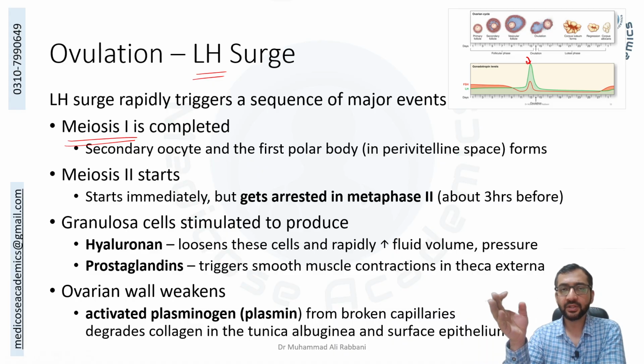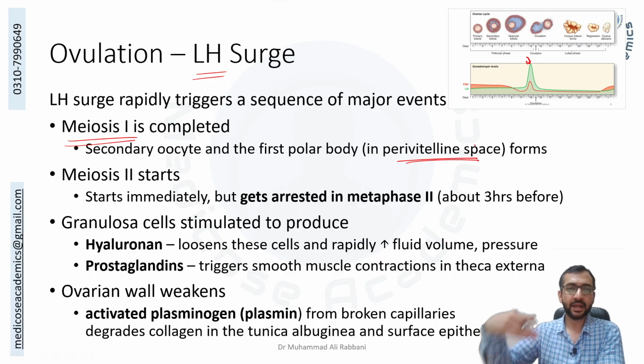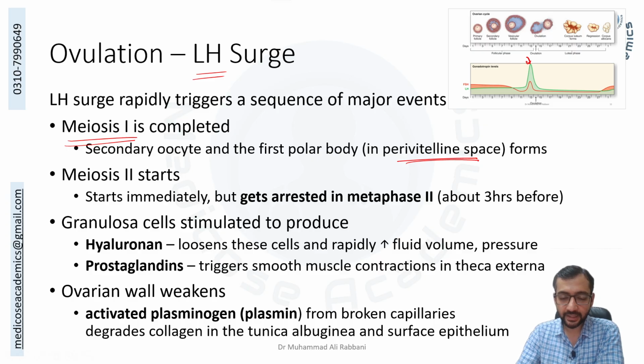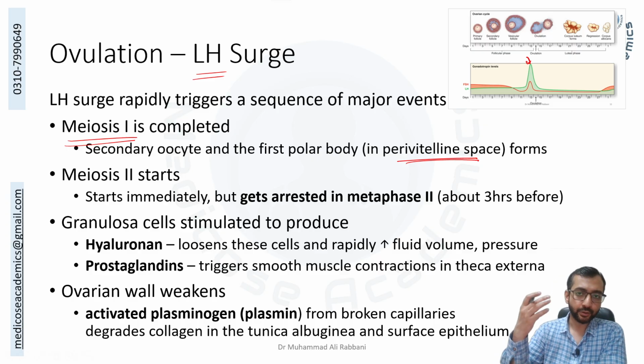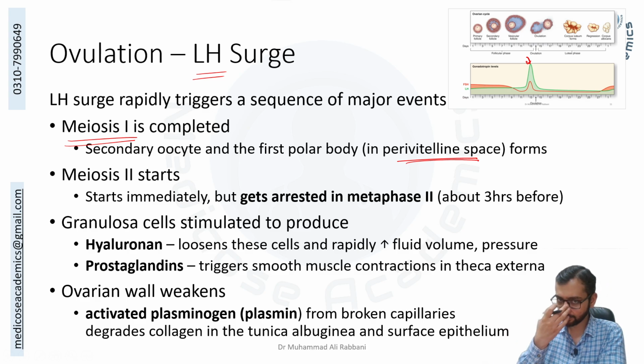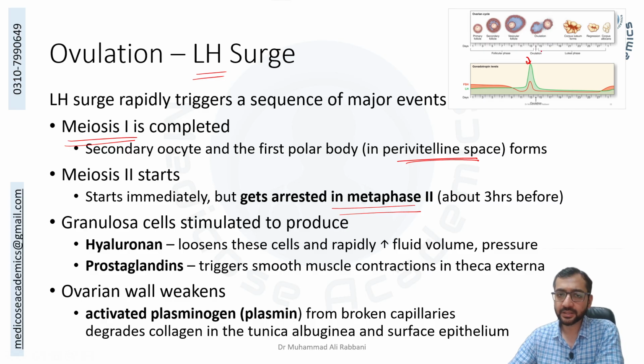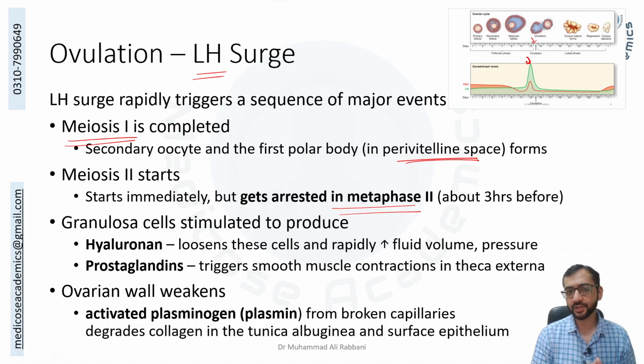Then you have a secondary oocyte with reduced chromosome number and one polar body formed, and the polar body is given off in the perivitelline space, the space between the ovum and the zona pellucida. It then enters into meiosis 2. It goes through prophase and goes into metaphase, and then it gets stuck for the second time in metaphase 2, and this occurs just before ovulation, about 3 to 4 hours before ovulation. So now you have the ovum before ovulation, ready to come out, stuck in metaphase 2 of meiosis 2.